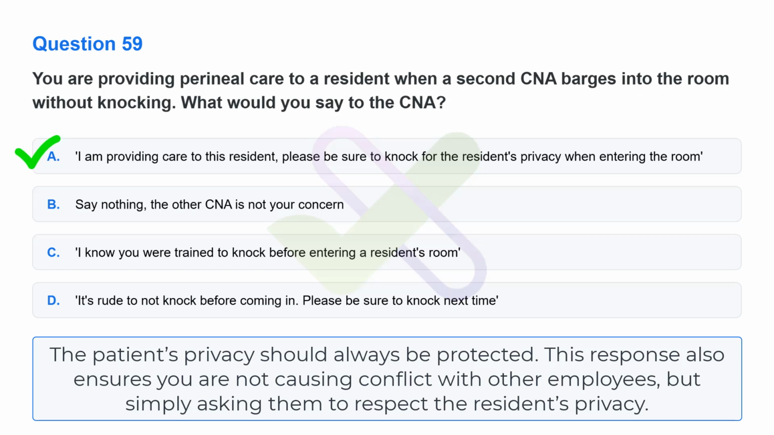Correct answer, A. I am providing care to this resident. Please be sure to knock for the resident's privacy when entering the room. The patient's privacy should always be protected. This response also ensures you are not causing conflict with other employees, but simply asking them to respect the resident's privacy.